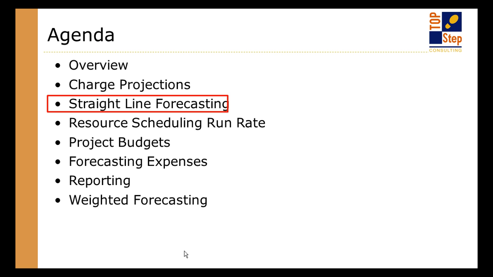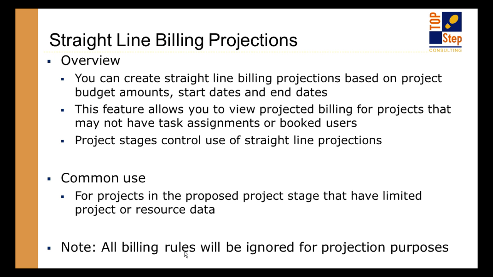It does leverage the fact that you still have to run charge projections or schedule them to run. But what straight line forecasting basically does is simplify the system by saying, give me a start date, define an end date, and give me the amount of money or the budget for the project. And I'm just going to take that budget and spread it between the start date and end date, and that's your projected billing. It doesn't use rules. It doesn't use resource management. It doesn't use timesheet data. It simply uses a start date and end date and spreads the budget.